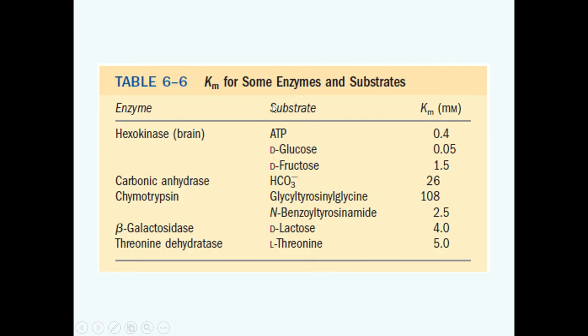This table shows the Km value for some of the enzymes for various substrates. So these are the names of the enzymes: hexokinase, carbonic anhydrase, chymotrypsin, beta-galactosidase, etc. These are the substrates of these enzymes, and the Km is represented here. In most cases, the Km is in terms of millimolar of the substrate concentration or even submillimolar.